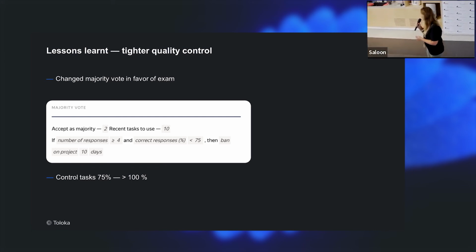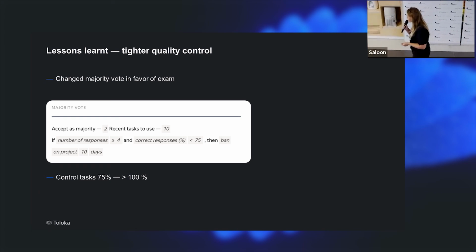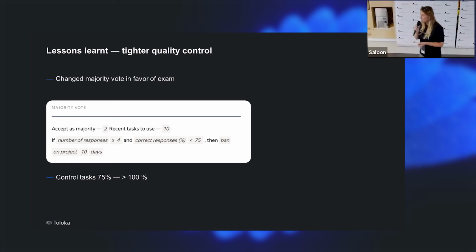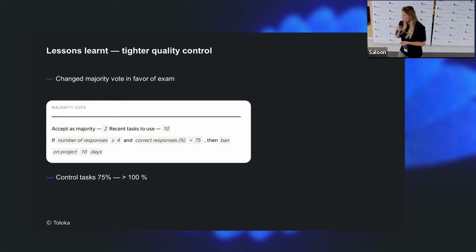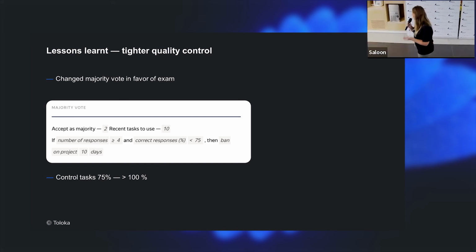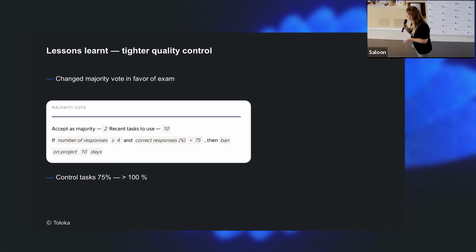And also initially, I had a control task threshold at 75%. I changed it to 100. And this was, again, because I think it's just so simple. Even if someone makes a simple mistake, I think they should not be part of this project.